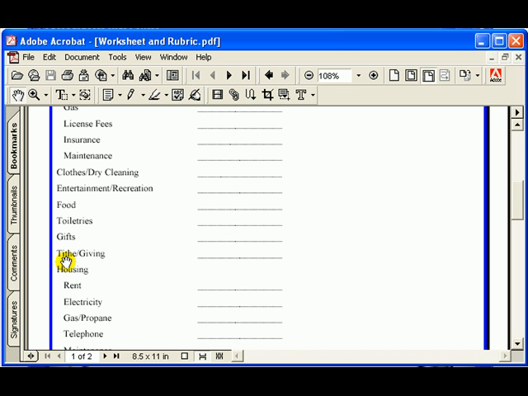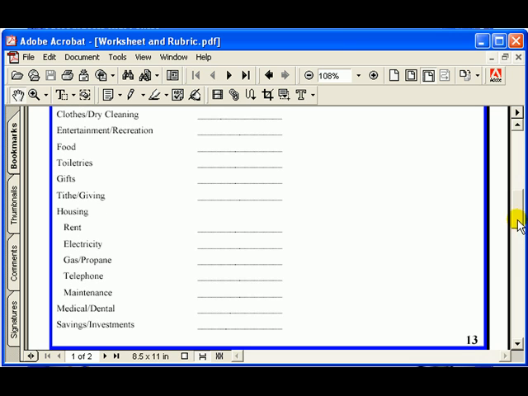Tithe and giving. Tithe is if you go to church. Generally, it's about 10%. Giving is for charity, such as the Red Bucket at Christmas or maybe a homeless shelter or something. Okay, again, these two are optional. All the other ones are mandatory. Under housing and rent, about how much for a 1-bedroom apartment, being that you're not going to have anybody living with you and you're not getting any money outside of your actual job.